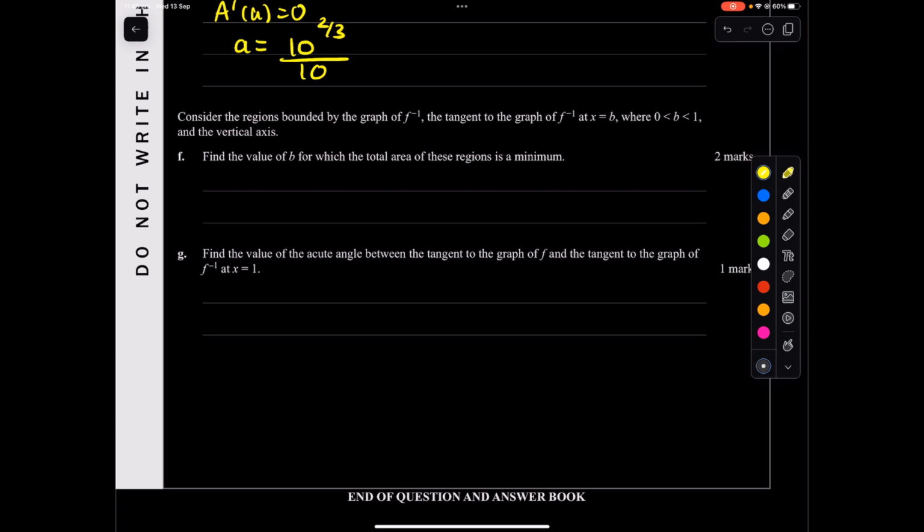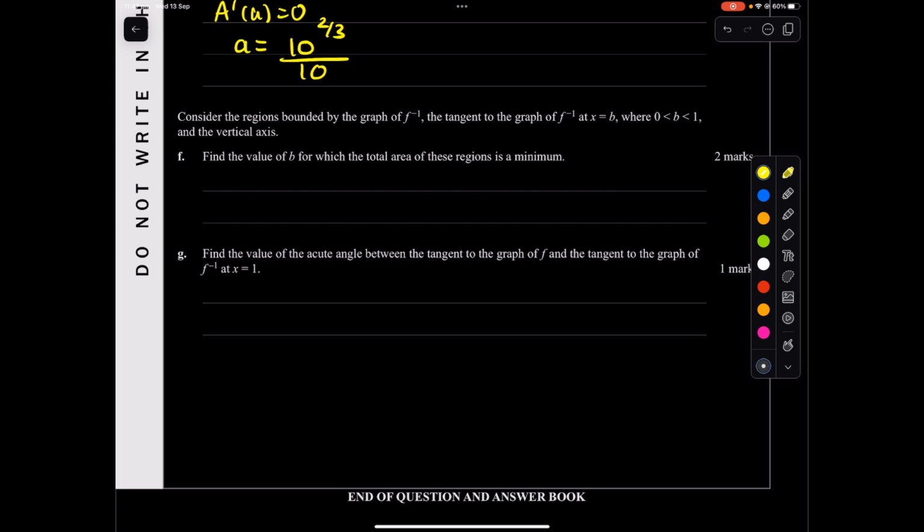So find the value of b for which the total area of the region is minimum. I'm so confused. Wait, consider regions bounded by the graphs of f inverse, the tangent to the graph of f at x equals b, where b must be from 0 to 1, and the vertical axis. So what I'm going to do here is I'm just going to draw it, because it's too many words and I'm not fully comprehending what they're saying.